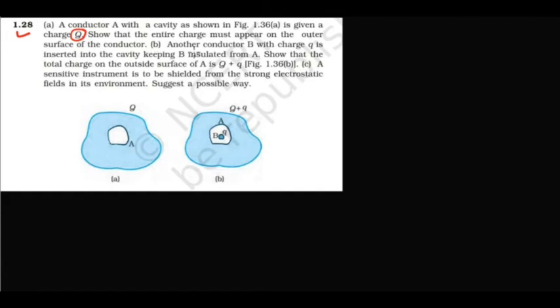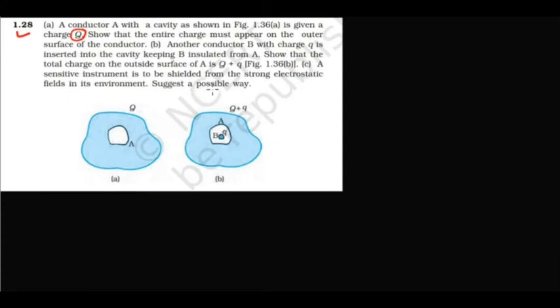And then the next question is, another conductor B with a charge small q is inserted into the cavity, keeping B insulated from A, so that the total charge on the outside surface of A is capital Q plus small q. And the third question is, a sensitive instrument is to be shielded from the strong electrostatic fields in its environment. Suggest a possible way.